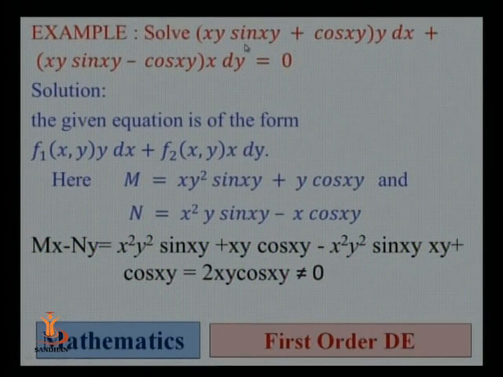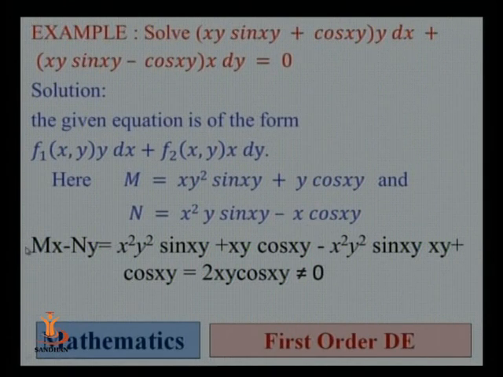Here you can see in this example, xy sin xy plus cos xy, times y dx, plus this. Here y is outside. Here you can see x is outside. If we have this type of equation, that is f1(xy) y dx, f2(xy) x dy, then M is x y square sin xy plus y cos xy, and N is equal to x square y sin xy minus x cos xy.